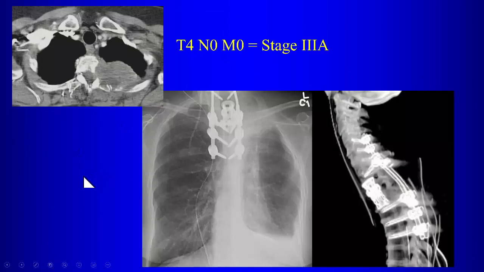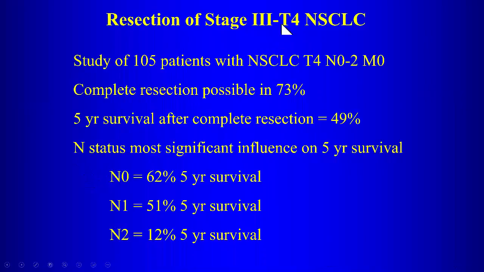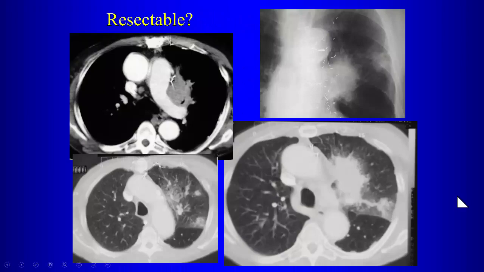And it turns out that the prognosis when you're dealing with these T4 lesions has to do with the extent of lymphadenopathy, right? So if you have no lymphadenopathy, N0 disease, the 5-year survival is 62%. Even if you have N1 disease, the 5-year survival is 51% in these T4 tumors. But once you get to N2, the 5-year survival really drops. So maybe at that point, you would not offer surgery to these patients. So the staging is very important in terms of what therapeutic options you can make available to the patient.